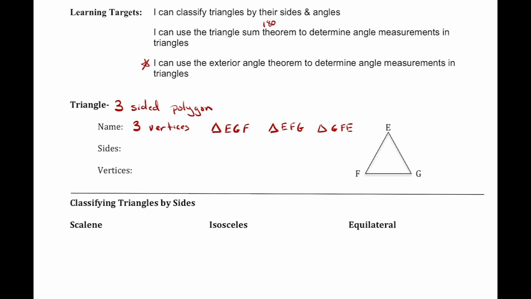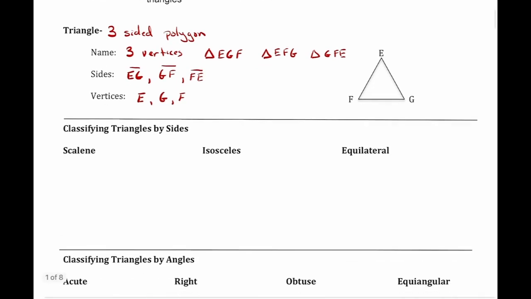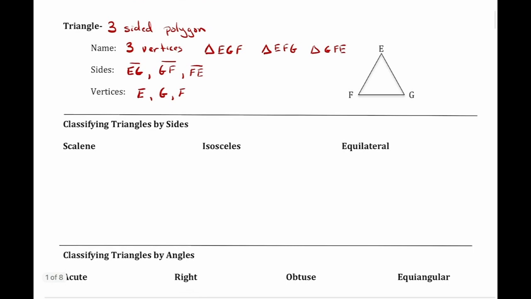We would have sides. We'd have EG. That would be one side, and it's a line segment. We would have line segment GF. That is another side. And then we'd have line segment FE. So those would be the three sides of this. And then the vertices are the corners. In this case, point E, point G, and F are the vertices, and so those are the corners. So that's naming triangles.